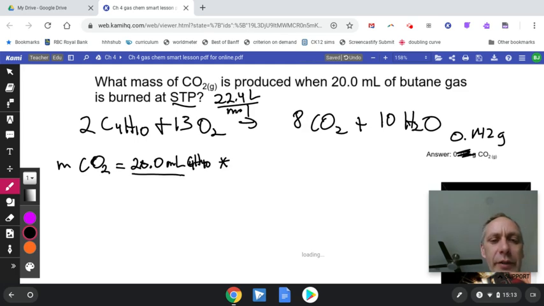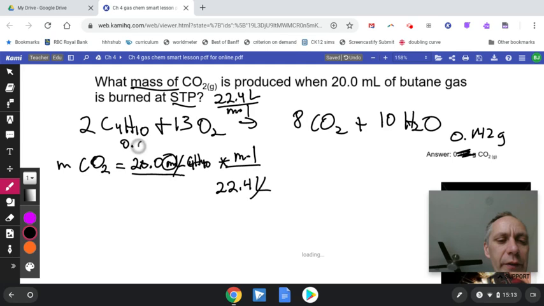Okay, so 20 milliliters, and I want to cancel out the milliliters, so I put moles on top. 22.4 liters. Now, it is okay to just cancel out the liters and leave the milli. What's going to happen is our final answer will be milligrams because we're solving for a mass. And that's fine. Your answer can be in milligrams. If you want to convert that, it would be 0.0200 liters and go that way instead and have your answer in grams. It's up to you. I'm going to leave it as milliliters and just cancel out the liters.